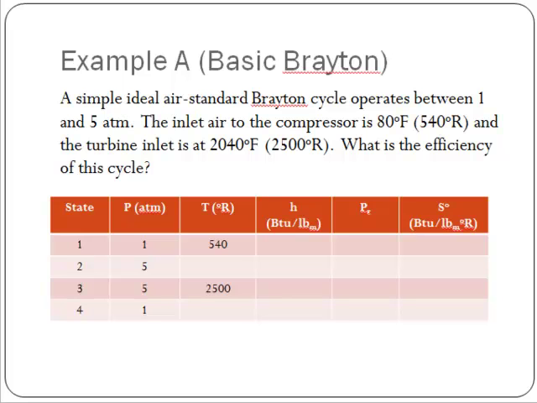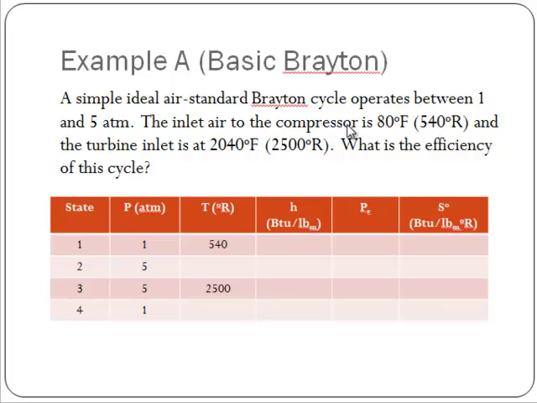Alright, so now let's do an example with the basic ideal Brayton cycle. In this case, I've got a simple air standard Brayton cycle. It's operating between 1 and 5 atmospheres, which is roughly 100 and 500 kilopascals. So a significant pressure increase. But this is really what I said would be the minimum value of R sub P.